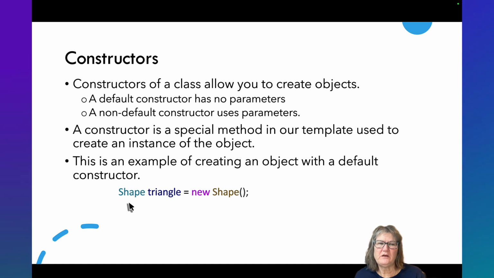When you create an object such as a shape on this example down here, when you use this shape parentheses, you are calling on a method. Remember, using parentheses indicates that you are using or calling a method. That's the default constructor because it has no parameters. So it's a special method in our template. And let's see how we can do this in code.